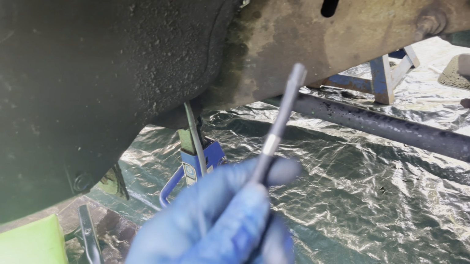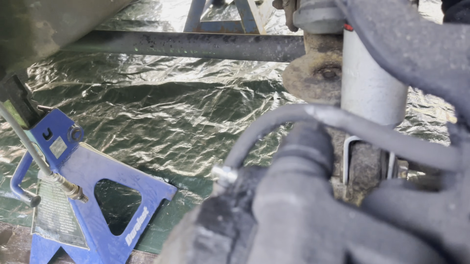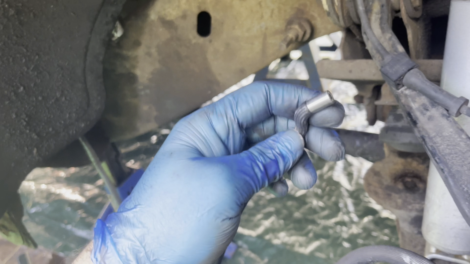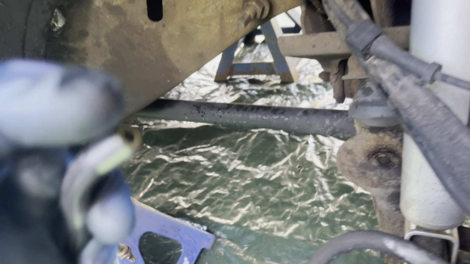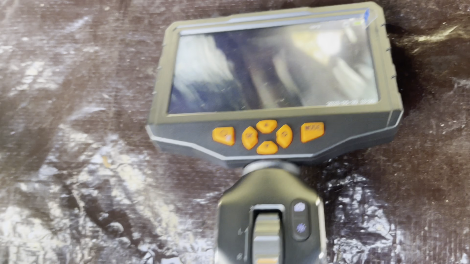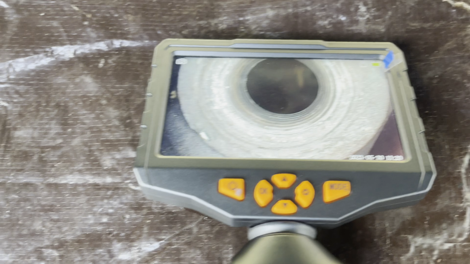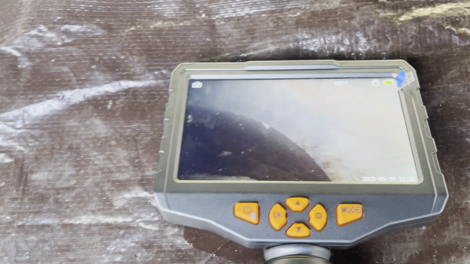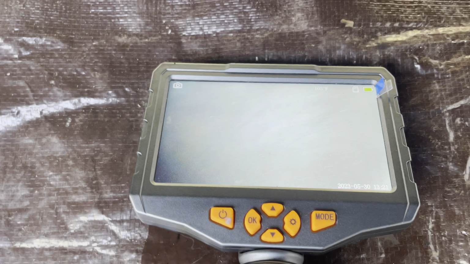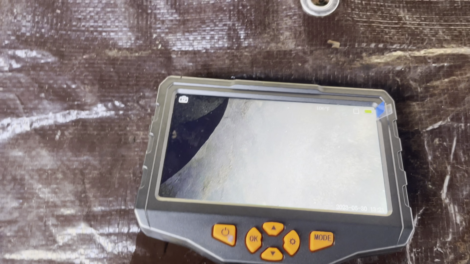If you guys don't have one of these, I recommend buying the one that you can twist the head. Not the one with the 2 cameras. This one only has 1 camera, but you can twist the head. And it's kind of hard to show you guys with one hand. So we're going to take this camera and we're going to put it right where the oxygen sensor goes into. That's where the oxygen sensor goes into. We're going to put that in there, and we're going to twist the head down so we can see.